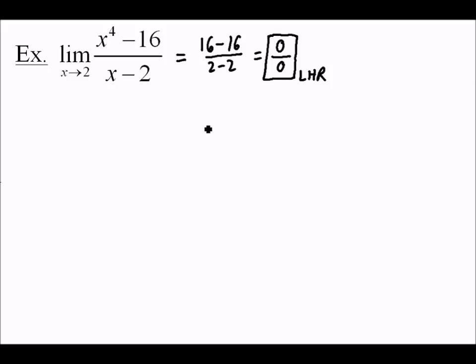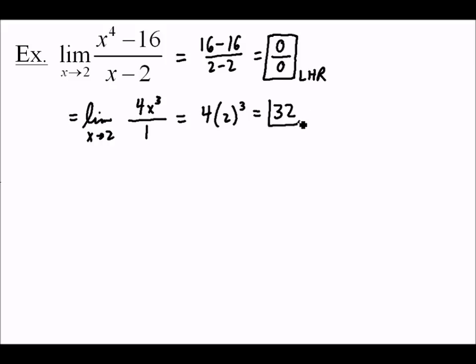Because L'Hopital's rule applies, now again, this is not the quotient rule. I'm going to take the derivative of the top function, which is 4x to the third. I'm going to take the derivative of the bottom function, which is 1, and I'm going to evaluate this again. So now I plug in x equals 2. I'll get 4 times 2 to the third power. 4 times 8 is 32. And so our answer is 32.